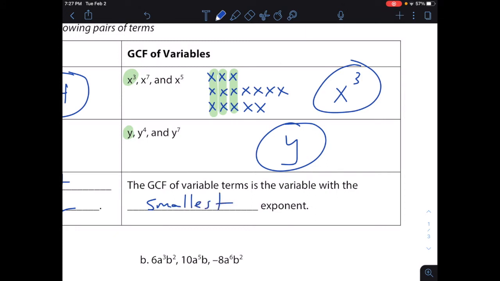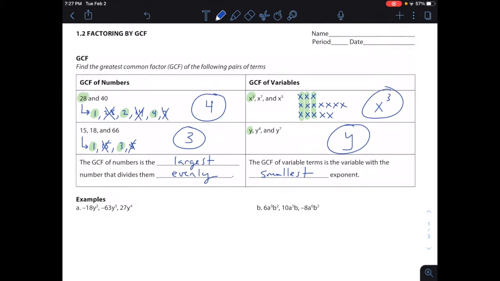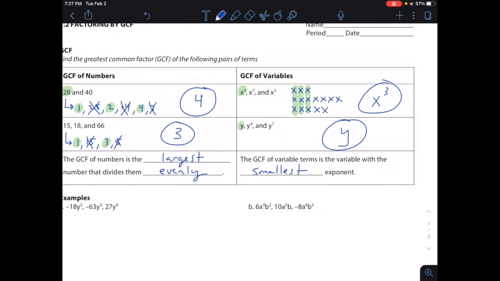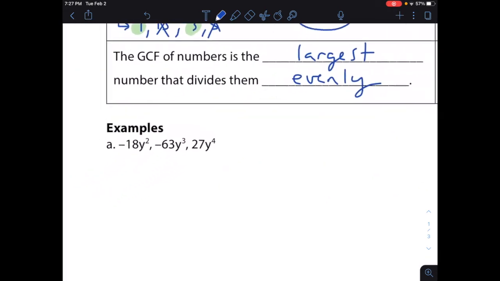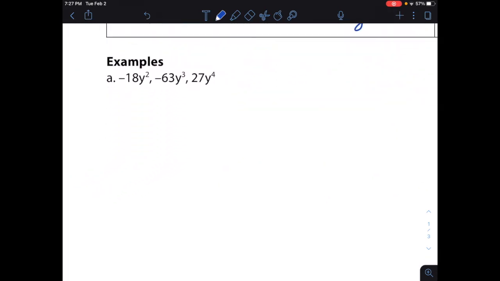Okay, so we have 2 different rules we're following. One of them for numbers involves finding the largest number, and then for the variables, we want the smallest exponent. So it's kind of an interesting relationship there that is maybe a little easier to remember because of that. Okay, so if we put both of these things into practice, and we want to find now the GCF of these 3 terms, we just do this same thing that we just did.